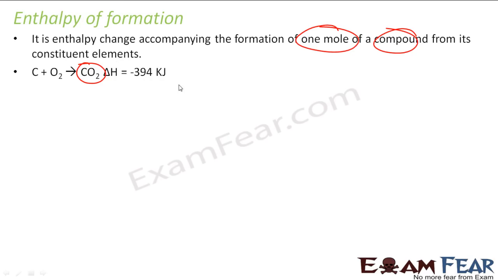Here, in this case, delta H is minus 394 kilojoule. Correct. So, if you form some product, then you can say it is enthalpy of formation. The symbol is, I think, delta H f. Enthalpy of formation.